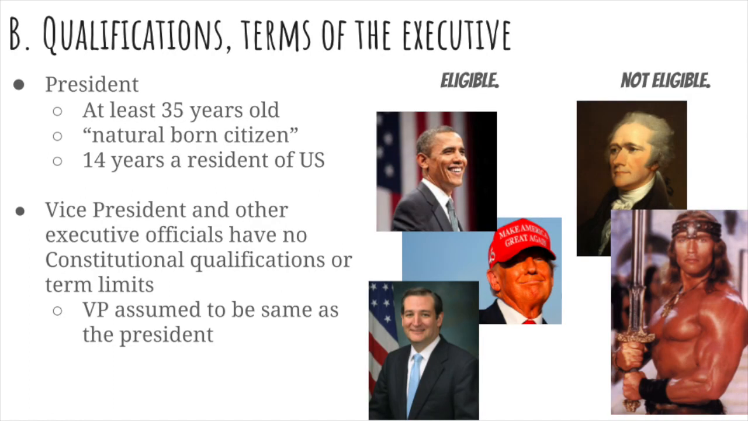Okay, in terms of the qualifications and the terms of the executive, the President of the United States needs to be at least 35 years old. They need to be a natural-born citizen. Constitutional scholars have basically defined that as being born in the United States, according to the 14th Amendment, that automatically makes you a citizen, or one or both of your parents is a U.S. citizen. And you also have to be a resident of the United States for at least 14 years.